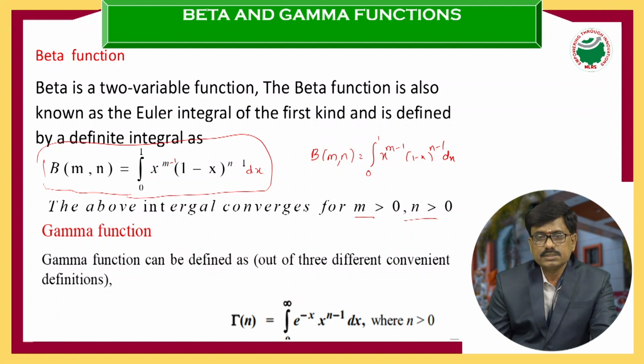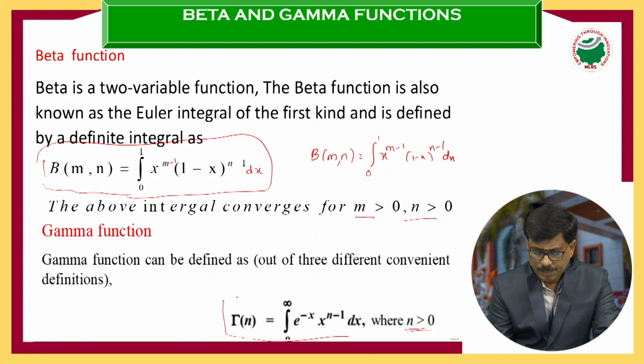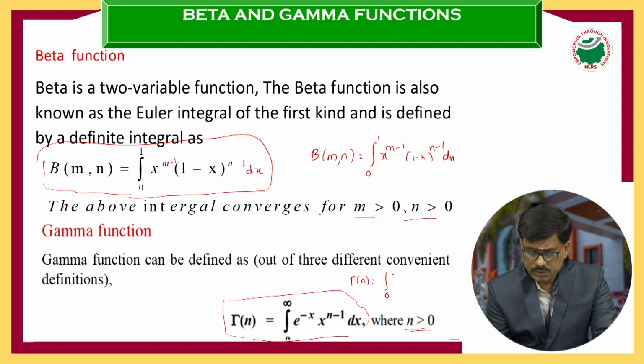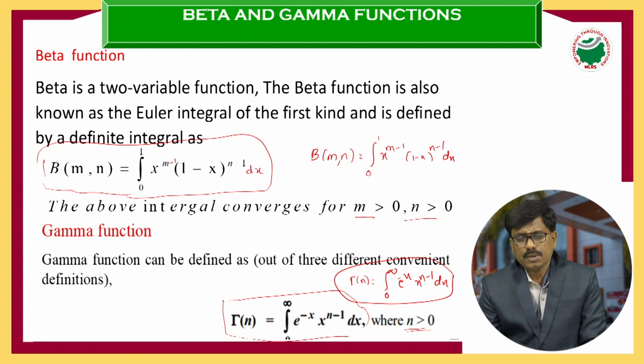Further, I am extending to a single-variable function, which is called the gamma function. The gamma function can be represented by gamma of n equal to integral 0 to infinity e power minus x, x power n minus 1 into dx, where n is always greater than 0. This is called the gamma function. What is the gamma function? Gamma of n is equal to integral 0 to infinity e power minus x, x power n minus 1 into dx. Gamma is the symbol representing the function, and gamma is a function of n, which is called gamma n.